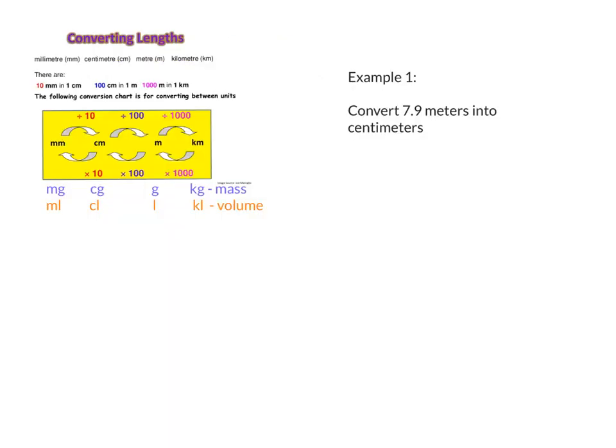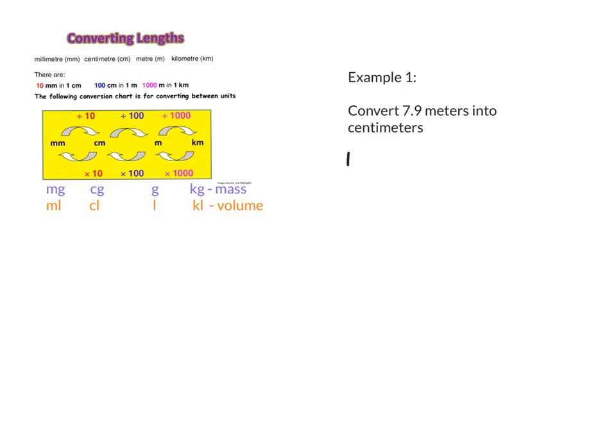Okay, so let's do an example. In our first example, we want to convert 7.9 meters into centimeters. So again, if I look at my conversion chart over here, I want to go from meters to centimeters, and to go from meters to centimeters, I would times by 100, so my number would get bigger. So one way of doing this would be to simply go ahead and multiply.